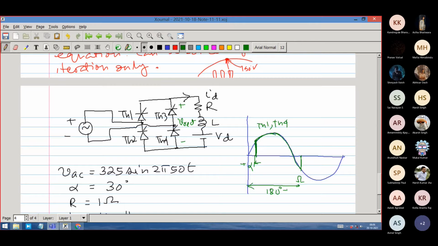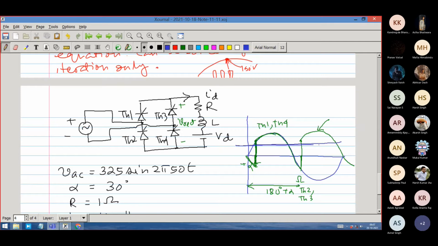That angle is 180 degrees plus alpha. Until TH2 and TH3 are fired, this chunk of the voltage comes. Then when TH2 and TH3 are fired, it will again jump back, and this will continue, right? So it can produce only this kind of wave shape, only this kind of wave shape, right?